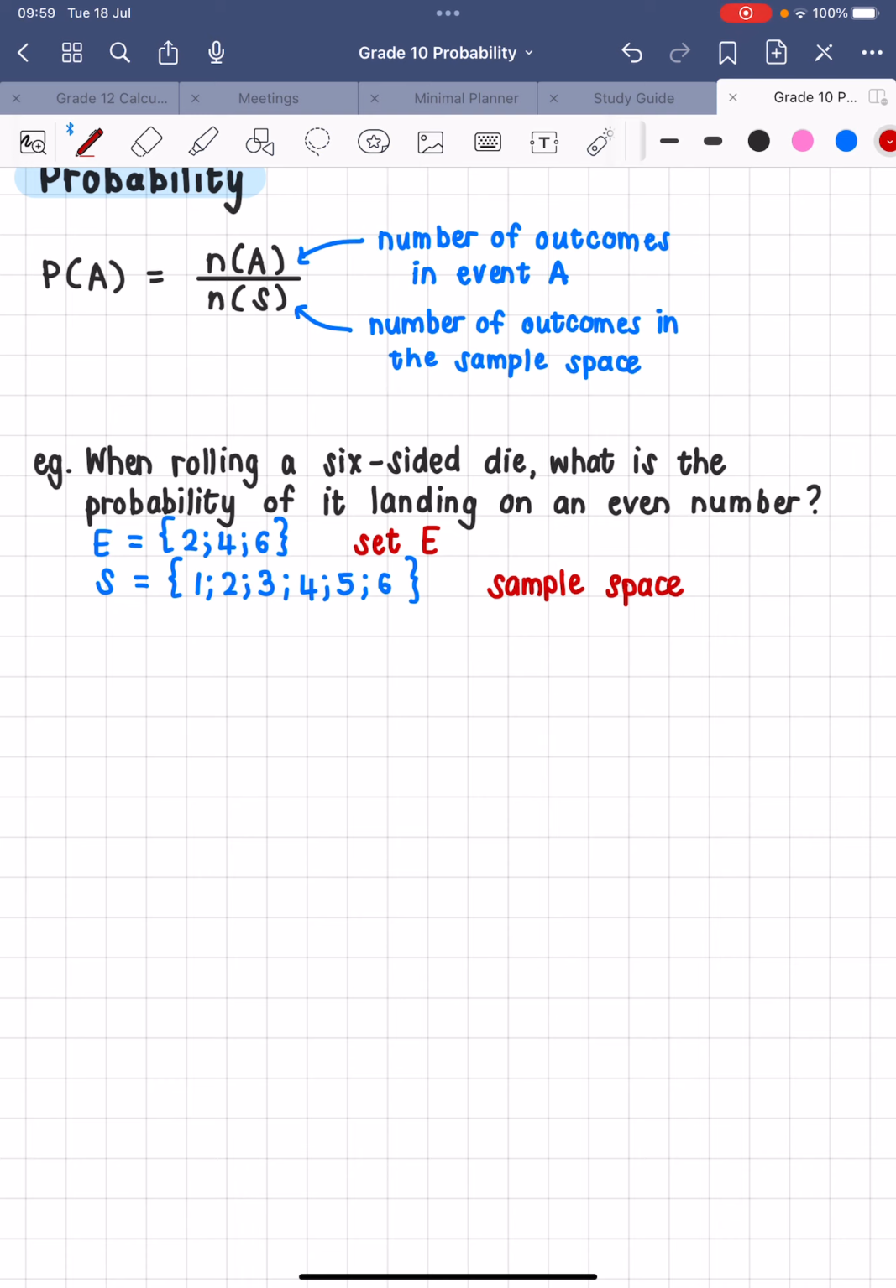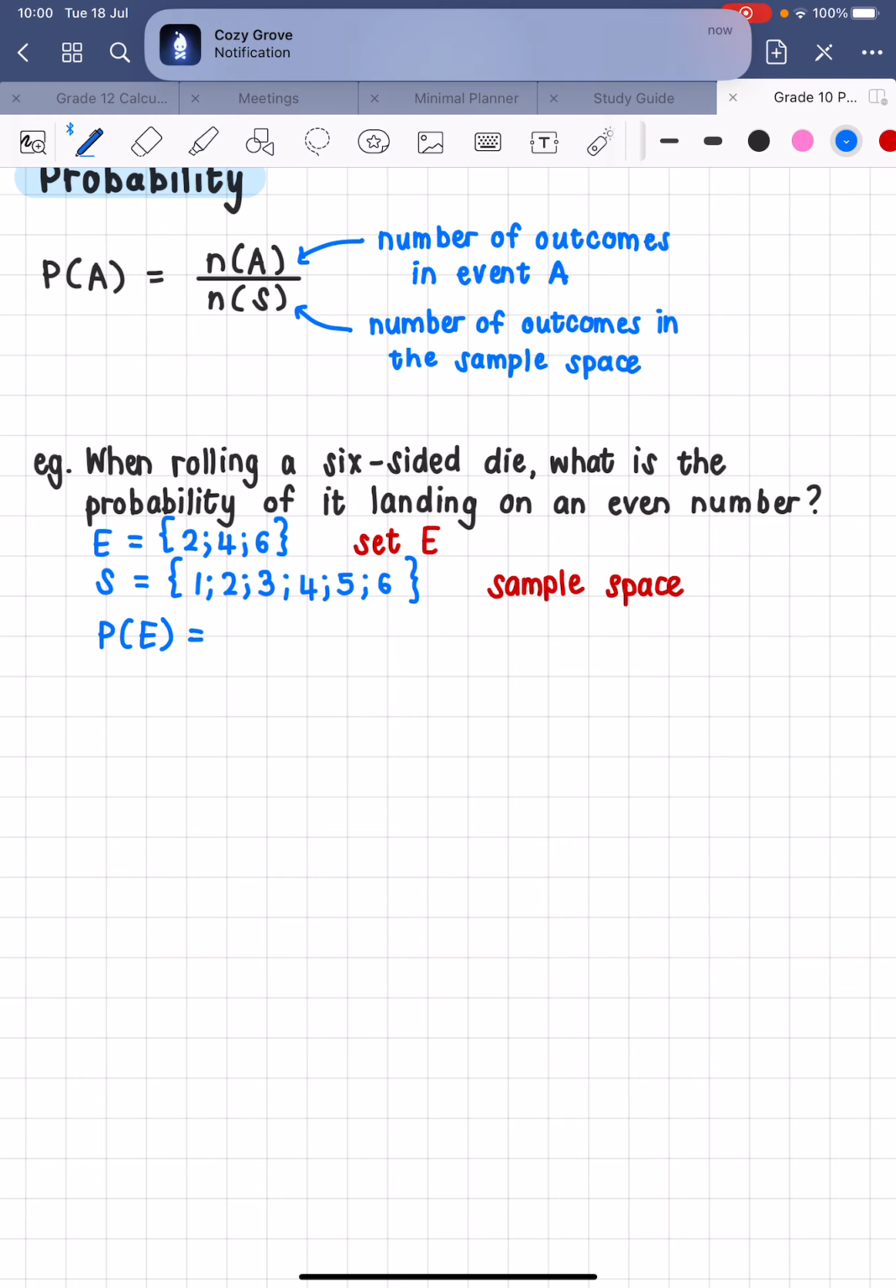If they didn't ask for the sets, you don't have to write that down. If they've just asked for the probability, you can just go straight to the answer. I just want you guys to see, maybe they add that into the question and then you would have to. All right, so now we're going to say the probability of E, or if you want, you can just say probability of even, the word even, that's also fine.